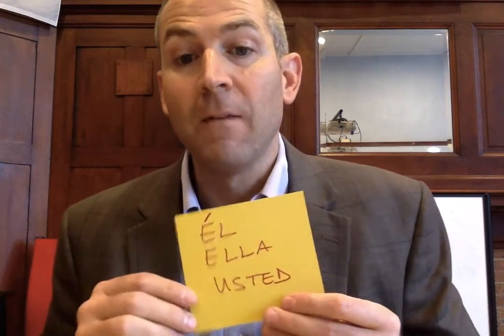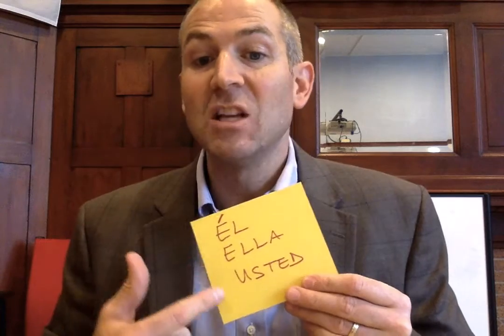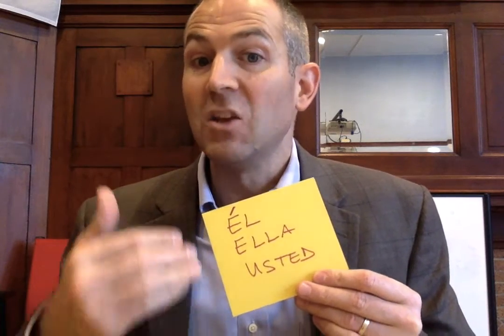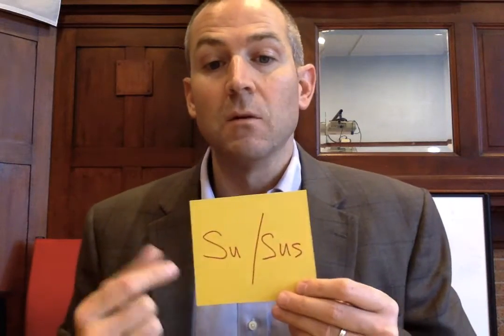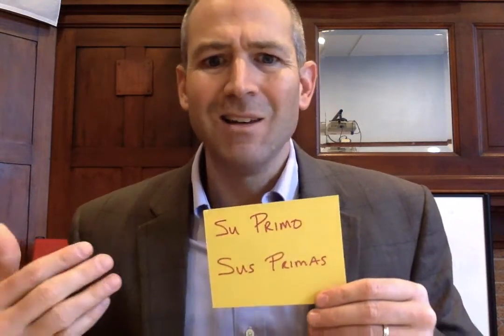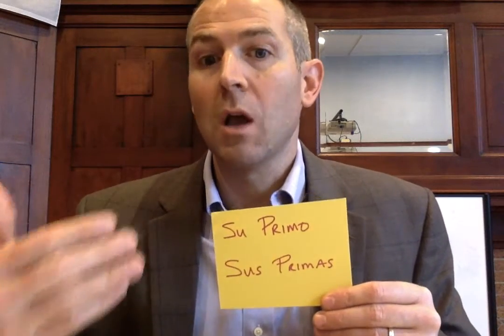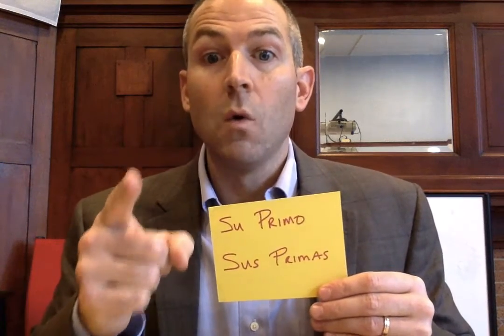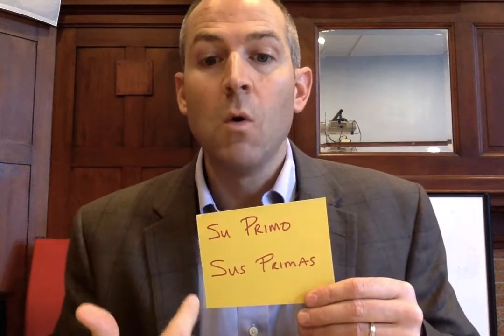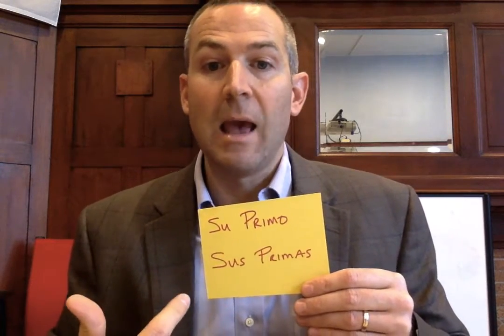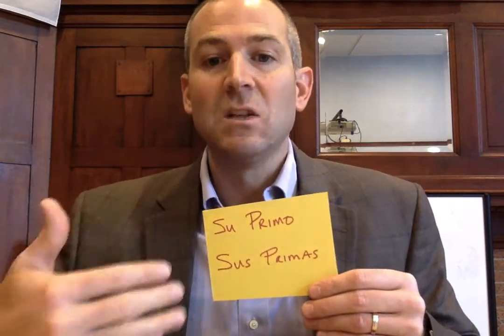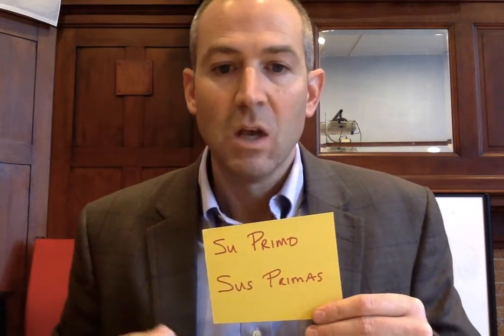Very nice. Now, if I'm thinking about something that he, that she, or that you formal possess, any one of these three things, all of them are going to be either a su or a sus. So here, let's be thinking about cousins. His cousin, her cousin, your very formal cousin, su primo or sus primas is going to happen. If I'm talking about his female cousins, sus primas. So su primo, sus primas.